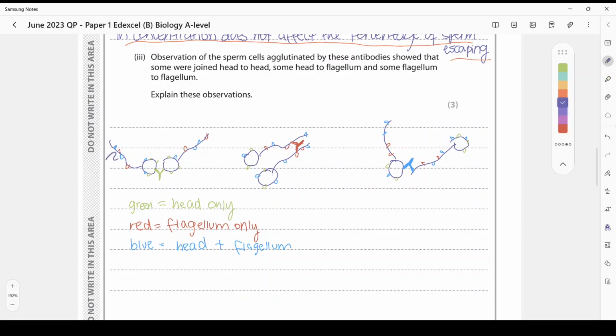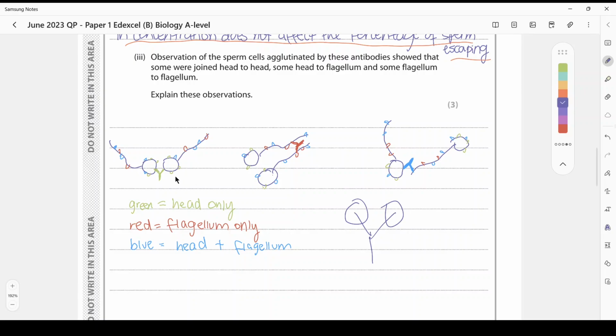So over on the left, we have two sperms that are joined head to head. In the middle, we have two sperms that are joined flagellum to flagellum. And over here, we have two sperms that are joining head to flagellum. So if you recall, your antibody is Y-shaped, and it has these two identical binding sites. And if you recall, antibodies can only bind to specific antigens.